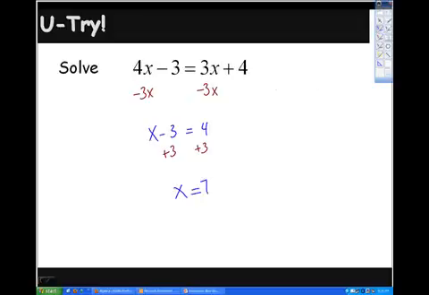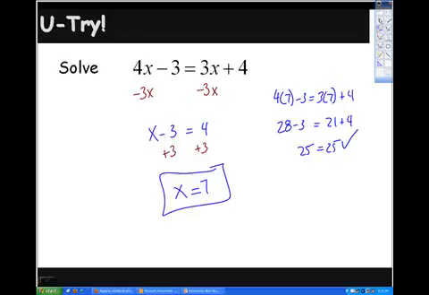Let's check that. 4 times 7 minus 3. Does that equal 3 times 7 plus 4? Well, this is 28 minus 3. This is 21 plus 4, and we can see those are both going to be 25. So that checks. This is right. It can't be wrong.